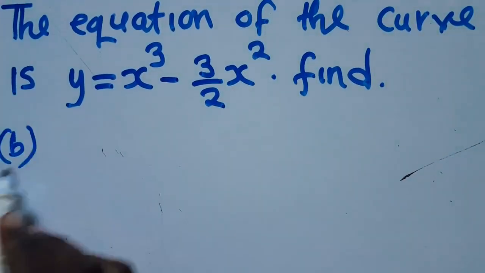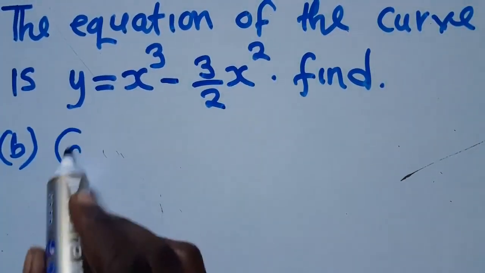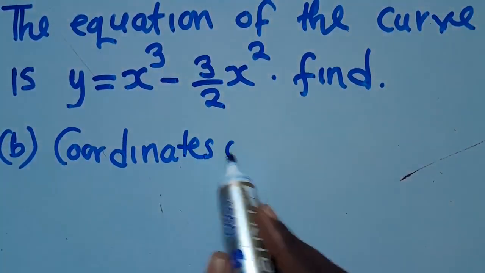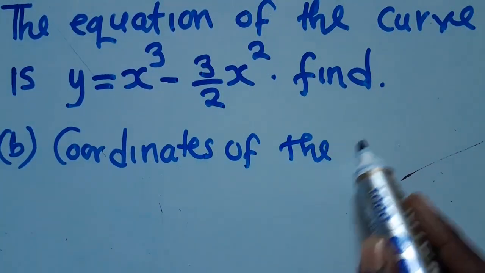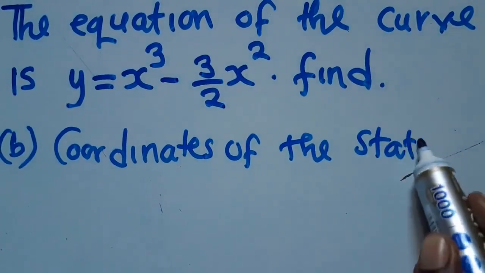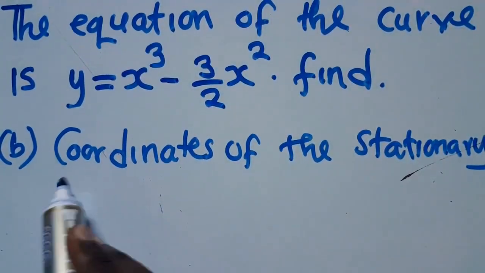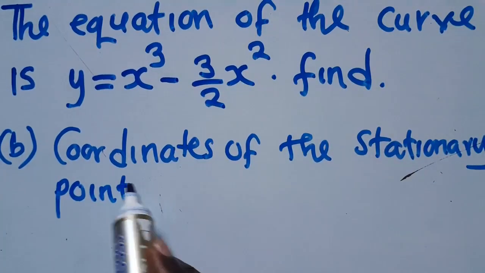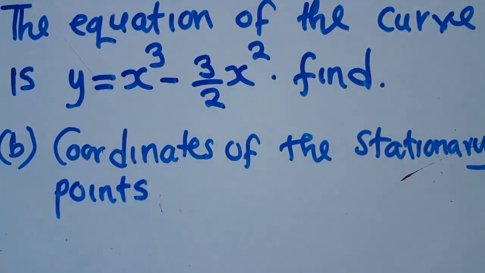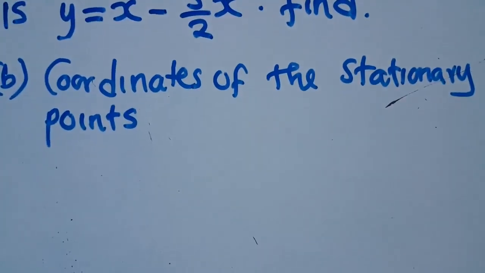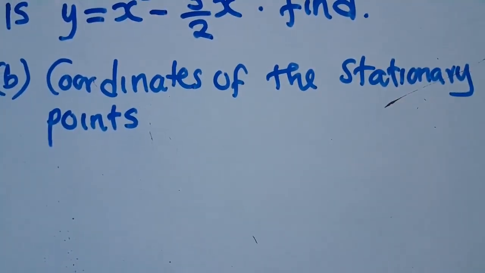So question B is saying find coordinates of the stationary point. You are told to find the coordinates of the stationary point. So how do we find the coordinates of the stationary point? First thing, you differentiate.